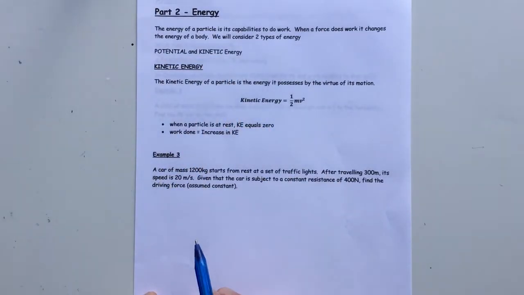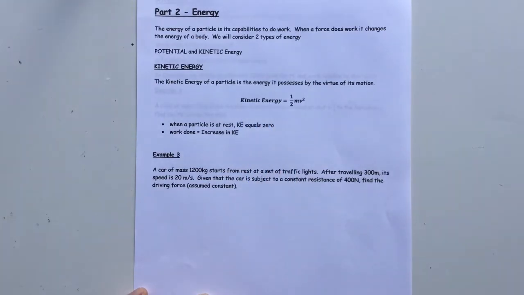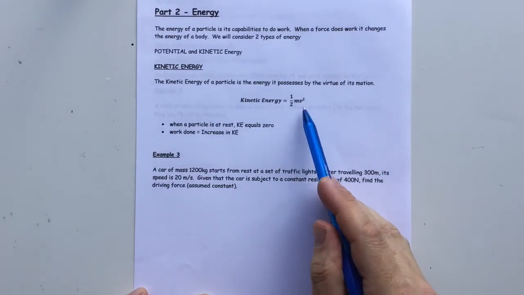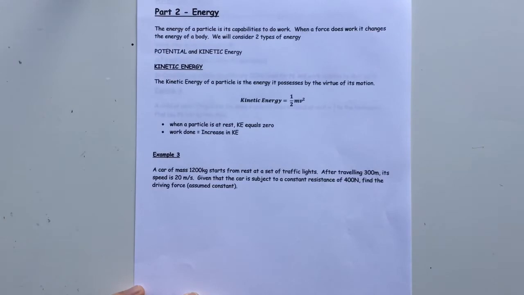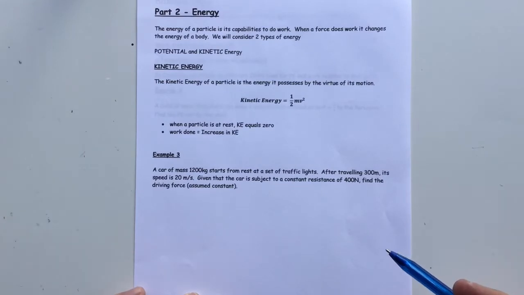I'm looking at kinetic energy first. It's simply the energy of a body that is due to its motion. Okay. The formula for finding that kinetic energy is fairly straightforward. It's a half mv squared, where v is the velocity and m is the mass of the body. So when a particle is at rest, its velocity is 0, it has no kinetic energy. It is not moving, and so it has no energy due to its motion.